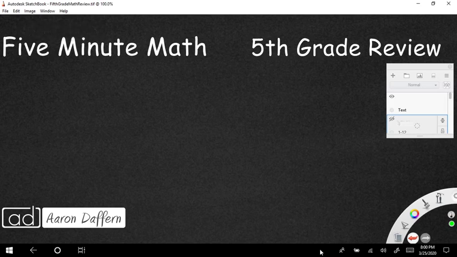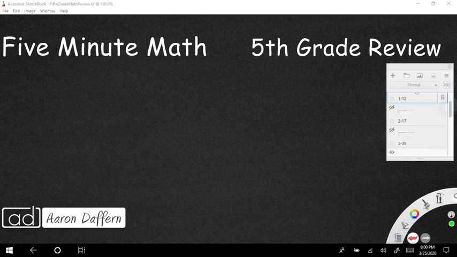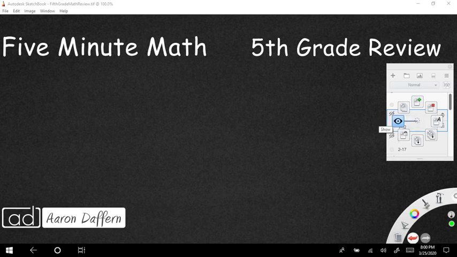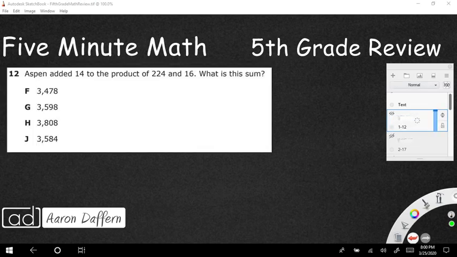Today we are going to be looking at a lot of multiplying. That is a big standard that 5th graders need to learn. So we'll be looking first at just the standard algorithm of 3-digit by 2-digit multiplication. Our sample problem that we're going to begin with is number 12. And remember, this is all coming from a 2017 released STAR test.